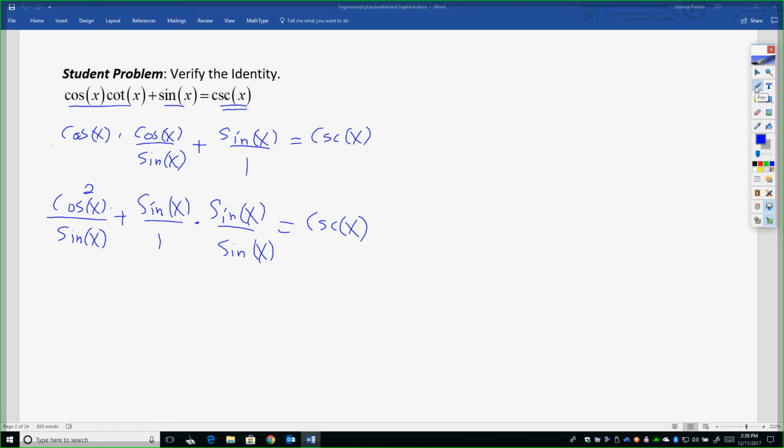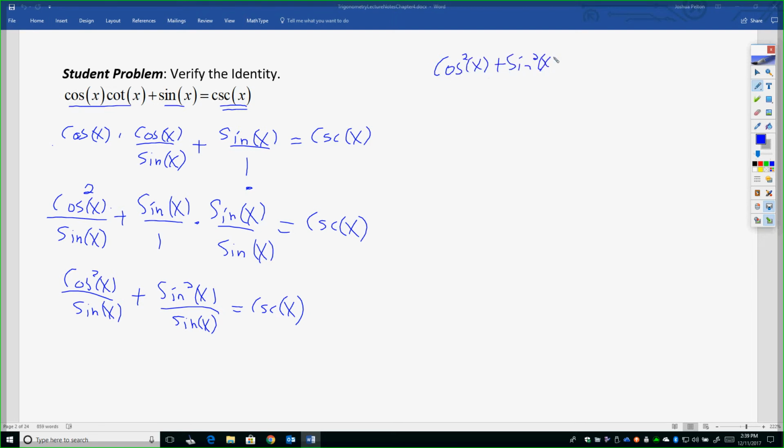Okay, now that we've used our ratio of 1 to get the common denominator, I'm going to have cosine squared of x over sine plus sine squared of x over sine equals cosecant. So now we can add the numerators since the denominators are the same. So we have cosine squared of x plus sine squared of x over sine equals cosecant.